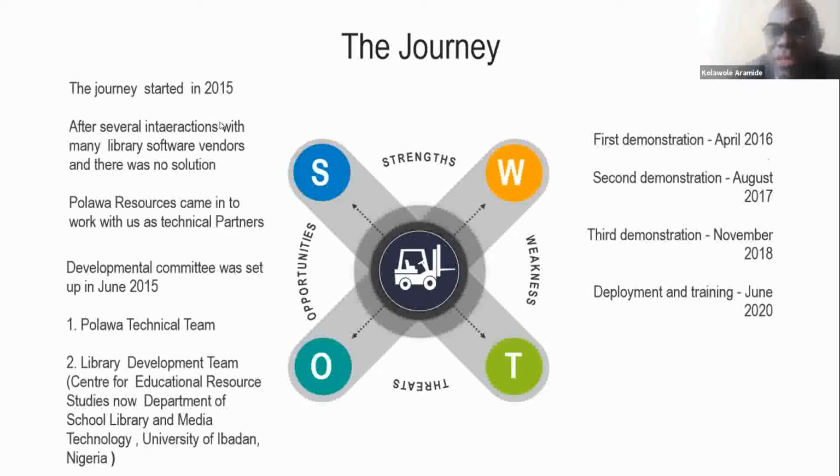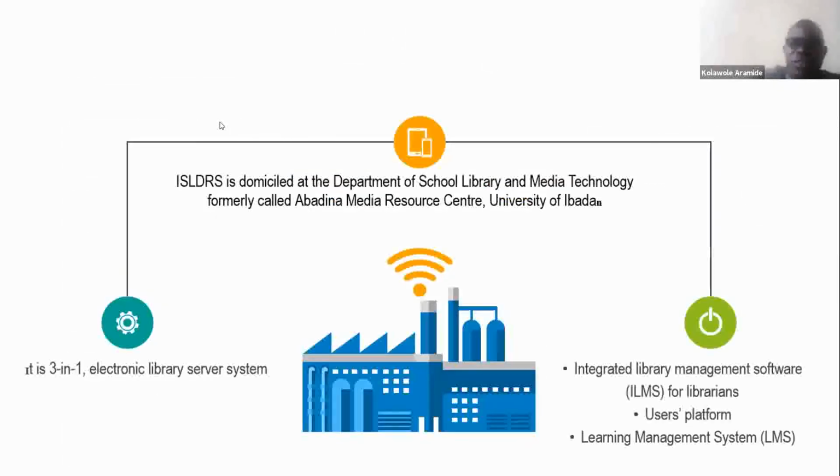So at the third demonstration, we were satisfied with what we eventually came up with. The system was deployed in June 2020, and at that time we had a 3-day training. We have what we call a 3-in-1 electronic library server system that comprises the ILMS for the librarian, which is the integrated library management software. We have the users platform, that is for the users, and we have the LMS.